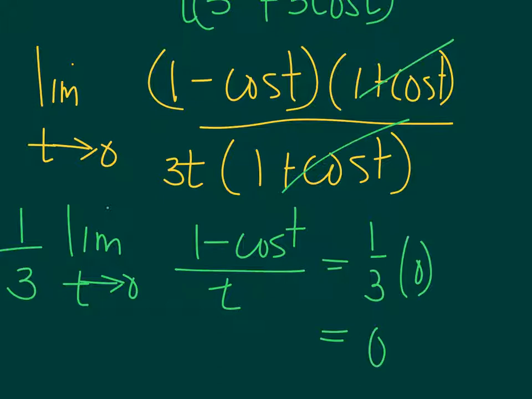So those are two examples in which the functions are not written in terms of sine t over t directly, or 1 minus cosine t over t.